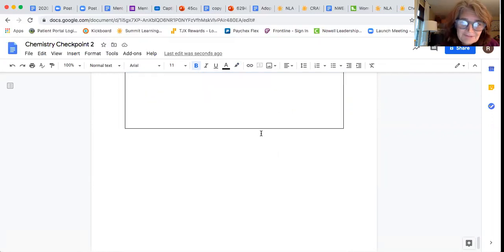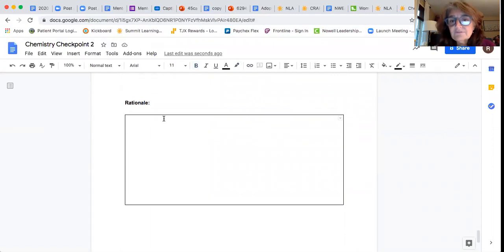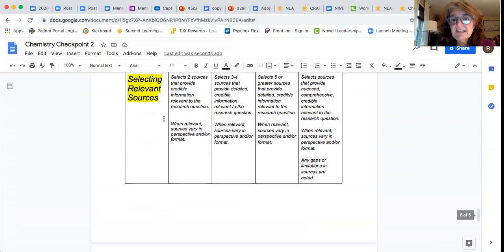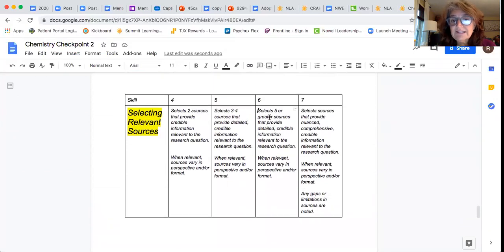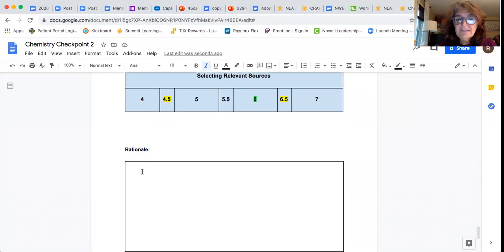And then here comes the tricky part. Convince me of why. And I'm going to give you a huge hint. The way you convince me that you deserve a 6 is by using the language right here that tells me what a 6 is. So you can't say, I deserve a 6, and I put 2 sources in, because 2 sources is a 4, okay? So convince me. Convince me that what you say you deserve, you really do deserve.